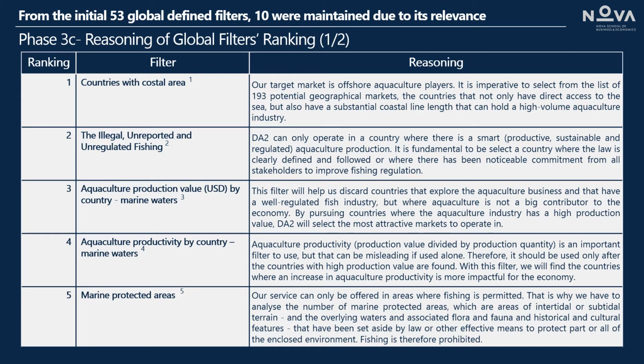Illegal, unreported, and unregulated fishing was the second one to be chosen, as it is critical to choose a country where the regulatory framework is well established and implemented, or where there is a visible effort from all parties to increase fishing regulation.